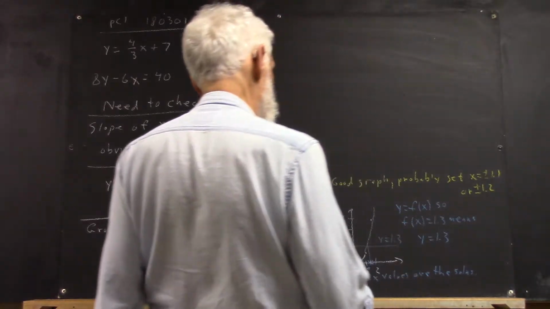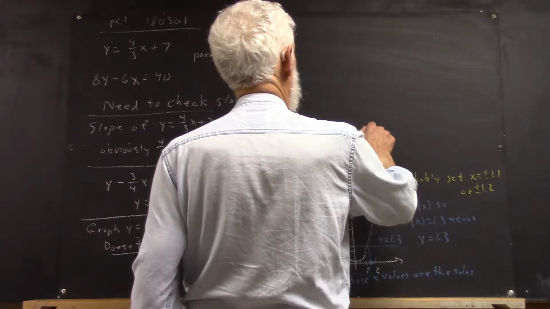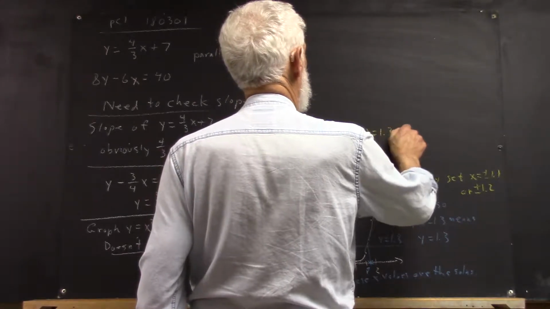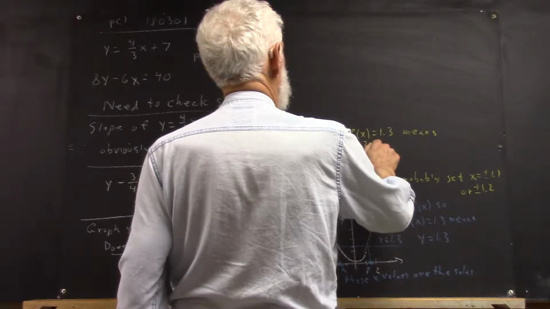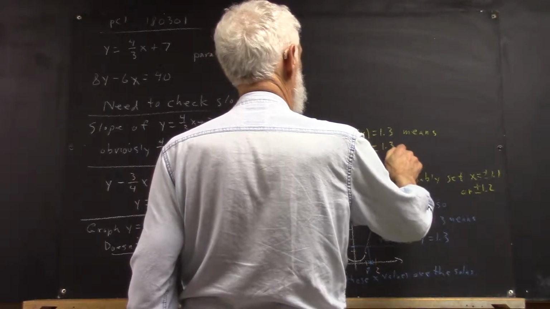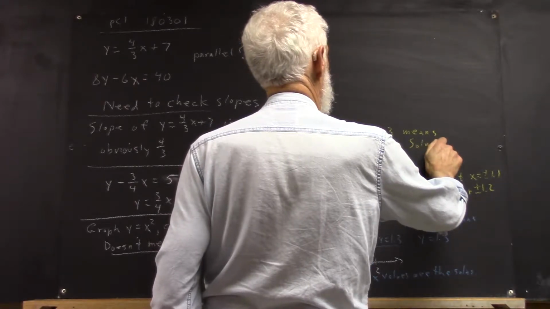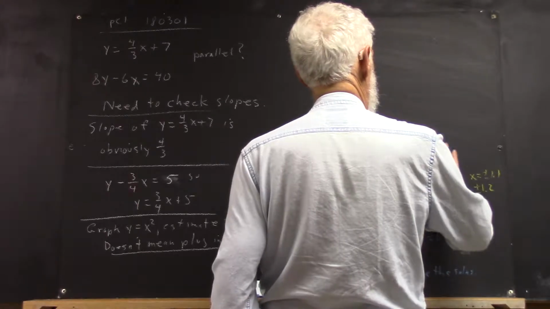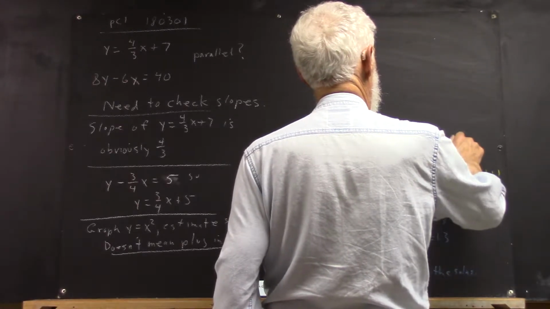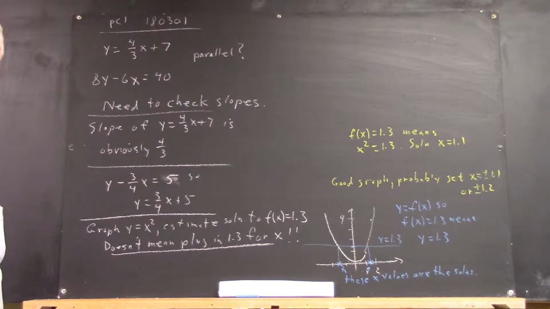So, f of x equals 1.3 means x squared equals 1.3. So now what are you doing? You're finding the square root of 1.3? I want you to do that, but you can always do it to check yourself.